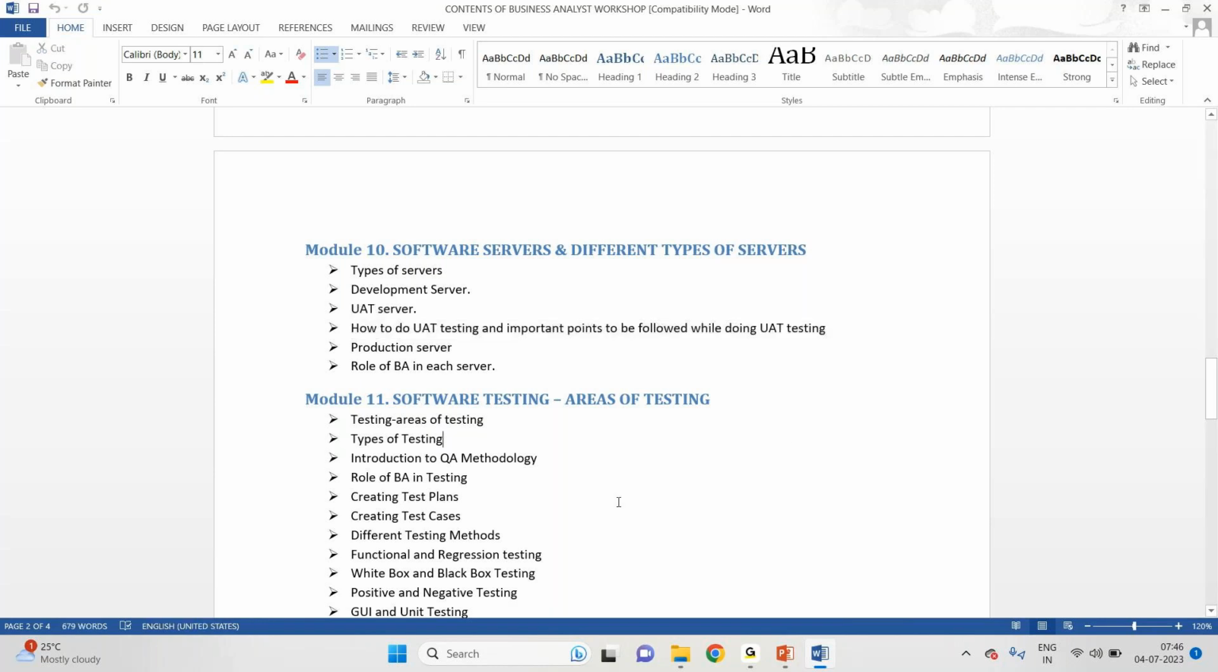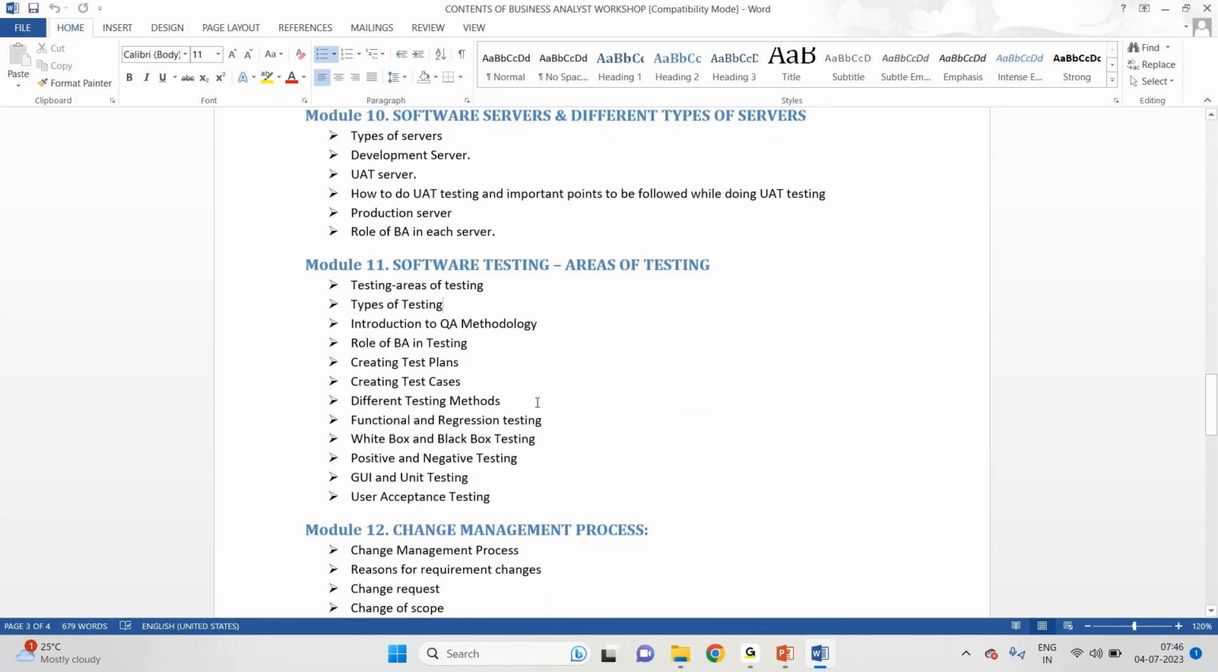Okay. Then coming to module number 11, that is nothing but software testing. So here I am going to explain what is testing and what are the areas of testing, what are the different types of testing, like introduction to QA methodology, and what is the role of a BA in testing, how to create test plans and how to create test cases, and what are different testing methods, like what is functional and regression testing, what is white box and black box testing, what is positive and negative testing, and what is GUI and unit testing, and what is user acceptance testing. So all these concepts I'm going to explain from a BA perspective, not from a testing perspective.